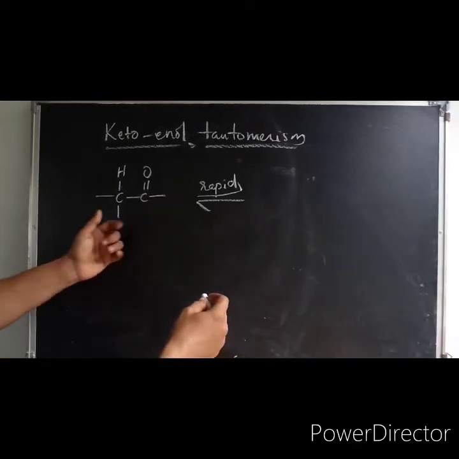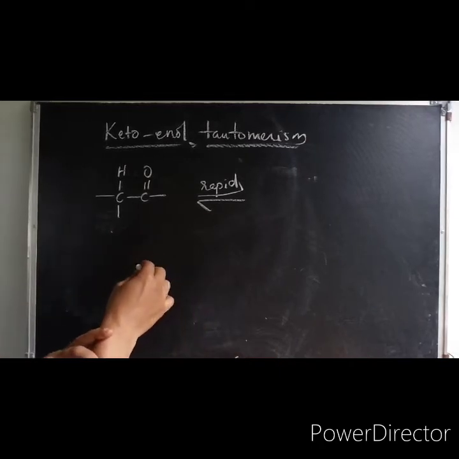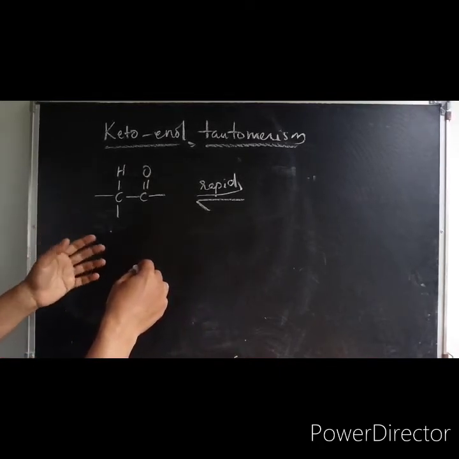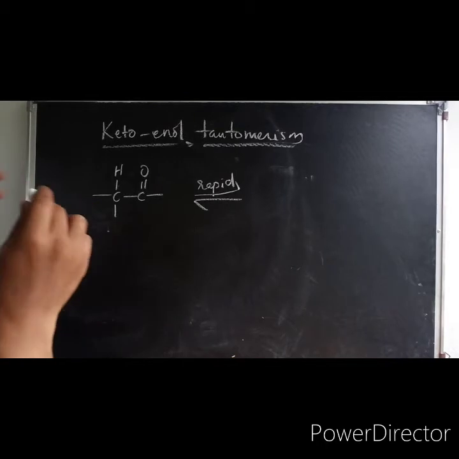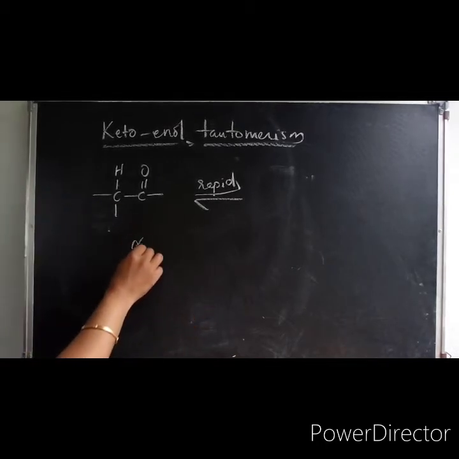This kind of dynamic equilibrium, or keto-enol tautomerism, is possible for any kind of carbonyl compound, provided it has an alpha hydrogen.